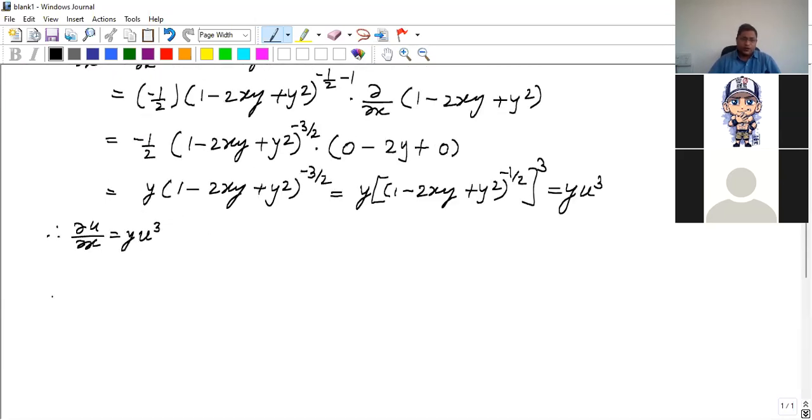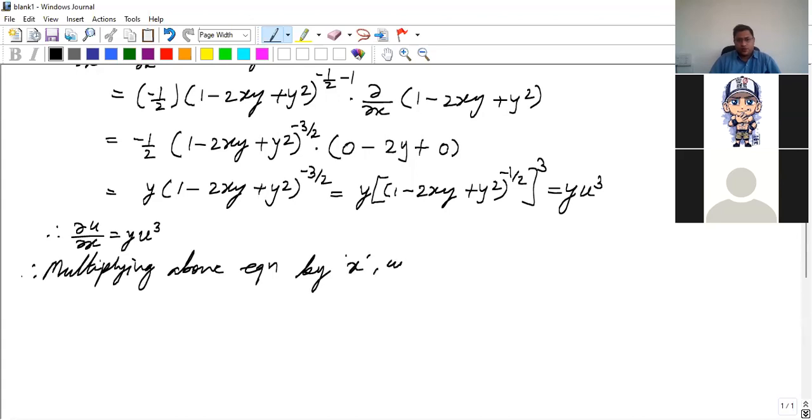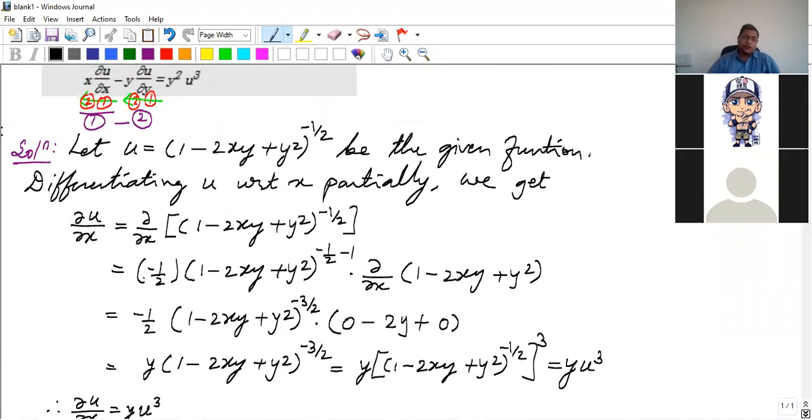Okay, so what we have to do here, hence, multiplying the above equation by x, we get x ∂u/∂x is equal to x y u cube, and this is the equation. Okay, so we got here equation 1. So you can see this is what is expected, equation 1. Now we have to find equation 2.